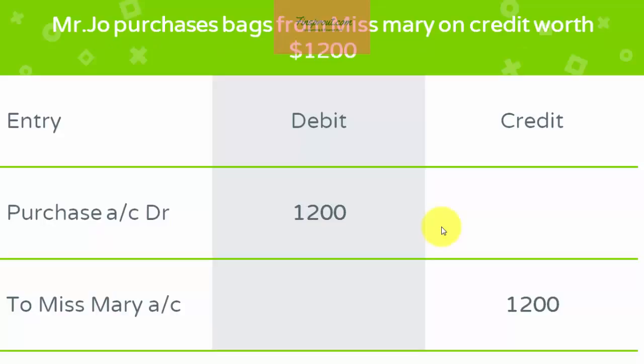Next transaction is Mr. Joe purchases bags from Miss Mary on credit worth $1,200. Now it is necessary to make purchase in business and Mr. Joe has purchased on credit from Miss Mary. So Miss Mary is creditor of the business and purchase is expense. So when expense increases, we will debit expense by $1,200 and we will credit account of Miss Mary by $1,200. So entry will be purchase account debit $1,200 to Miss Mary account $1,200.